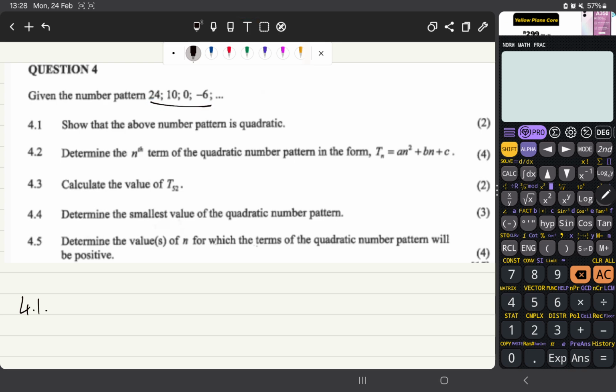A thing for you to know is, for a quadratic, you have the first difference and the second difference. The first difference is going to be a linear number pattern. The second difference is going to be a constant number, a common difference, because from a linear number pattern we get a common difference. So we can do just that.